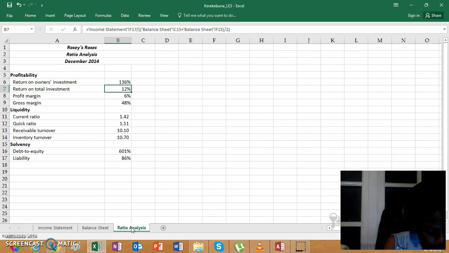I followed the formula for profit margin, which is net income divided by sales. So I got the net income for 2014 and divided it by the sales. Gross margin also, I got the gross margin and divided it by sales. So that was pretty much it: applying the formula, going back to my income statement and my balance sheet, getting the figures and inputting them. That was how I did my LE3. Thank you.